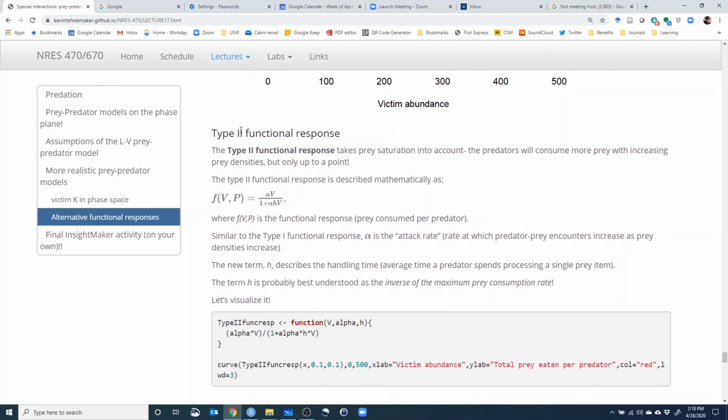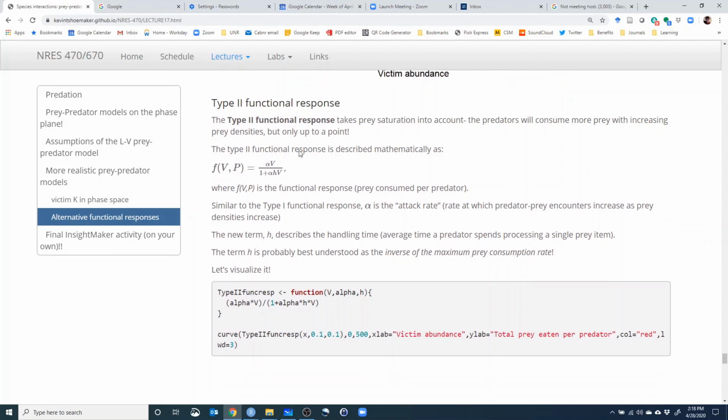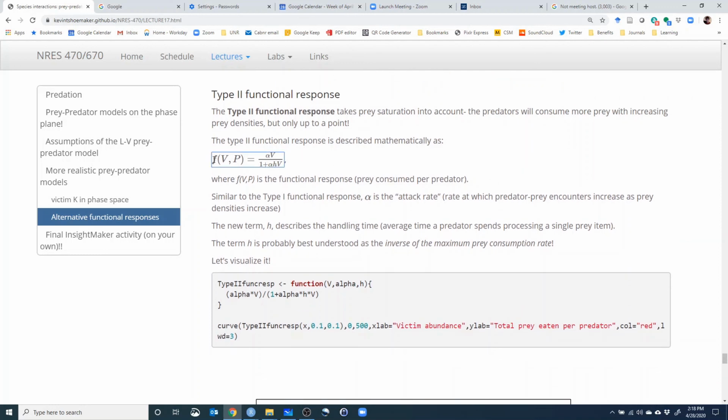Now, with the type 2 functional response, we start to relax the assumption that predators can feed on a theoretically infinite number of prey, and we take something called prey saturation into account. The predators will consume more prey with increasing prey densities, but only up to a point, and that is the point where predators will eat their fill and they don't want to eat any more. So the type 2 functional response can be described mathematically like this.